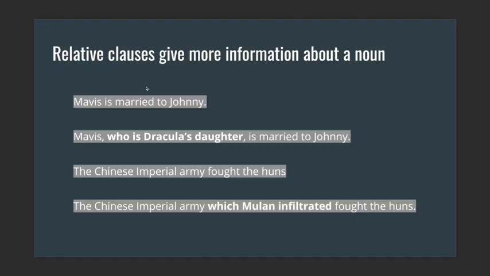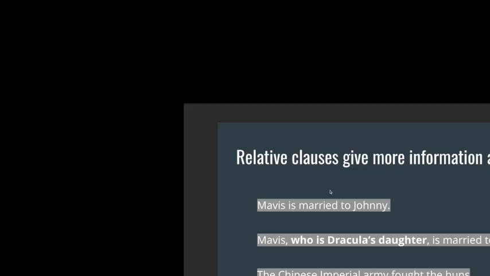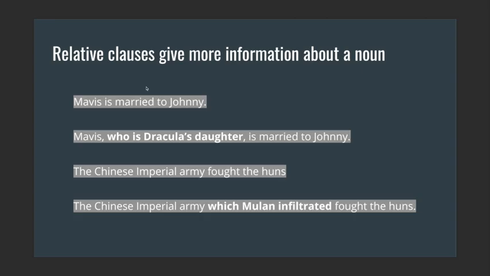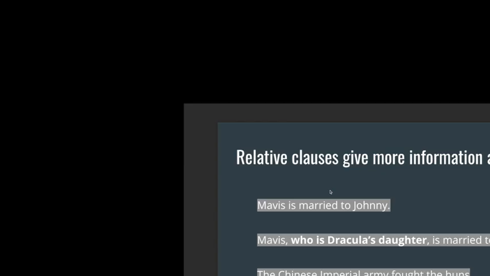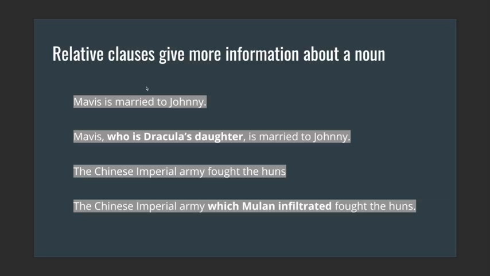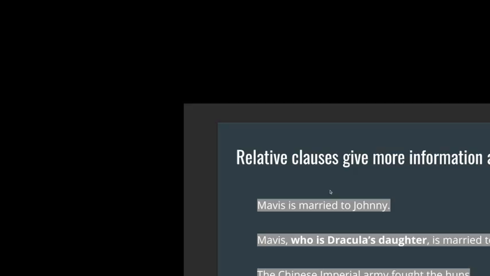Okay, it says the Chinese Imperial Army, and here comes the relative clause. We're going to give more information about the Chinese Imperial Army. And it says, which Mulan infiltrated, that's the relative clause. We give more information. Fought the Huns, and then we end the sentence with a period.